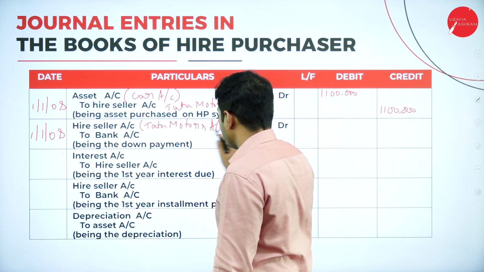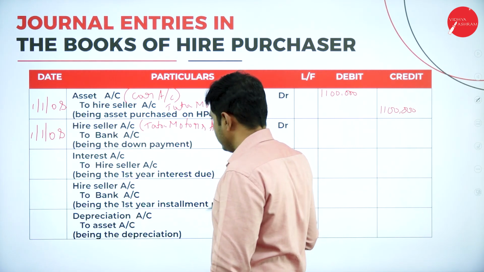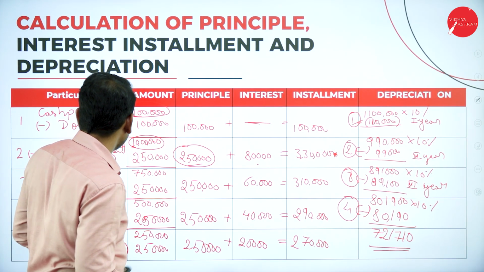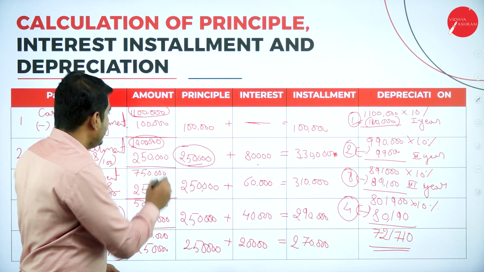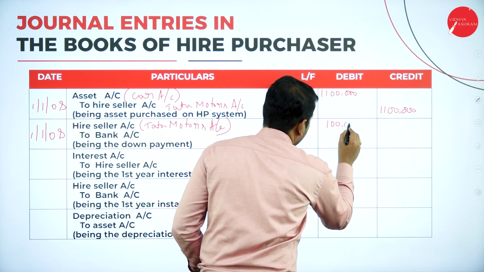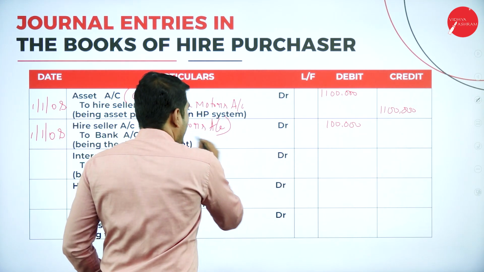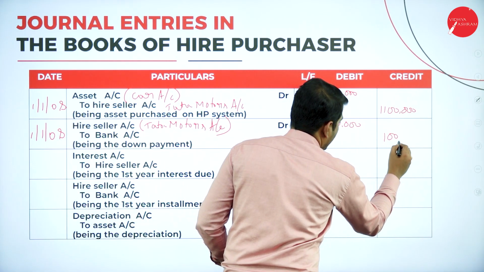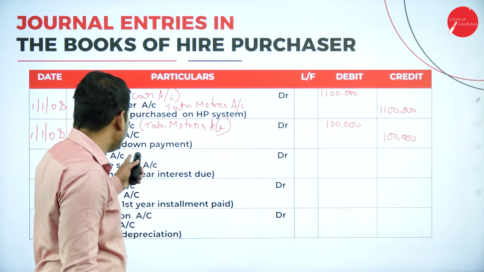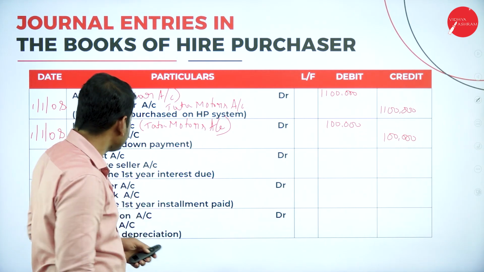Tata Motors account or hire seller account debtor. What is the down payment we have made? You look at the down payment. 1 lakh rupees is the down payment. See, for the down payment you have to write 1 lakh. To bank account 1 lakh. Bank or cash account we can write. To bank or cash account 1 lakh, being the down payment.